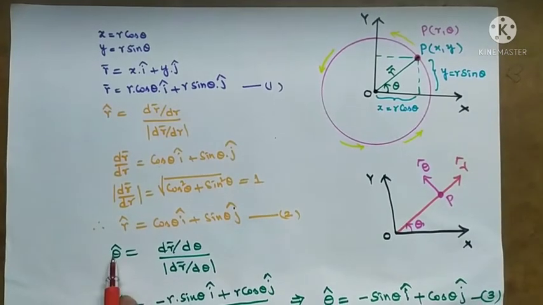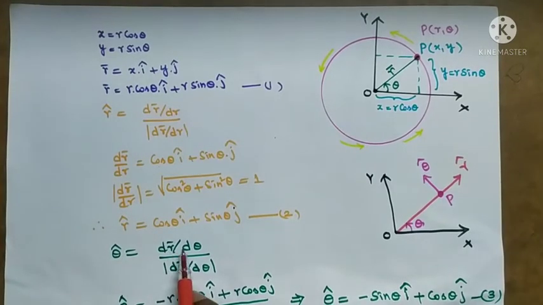And in the same way we can find the unit vector of theta, that is theta cap, which is equal to dr bar by d theta.